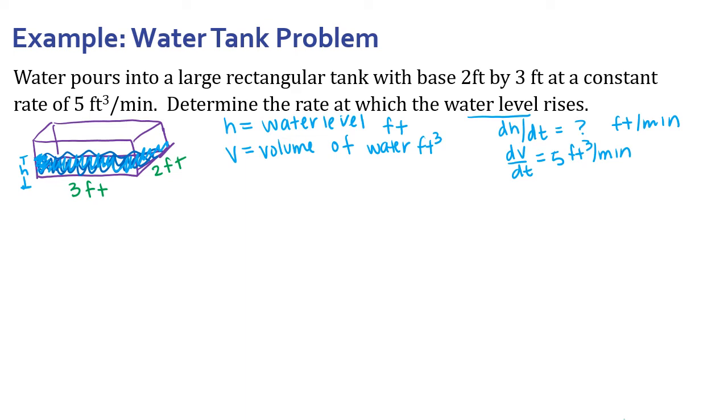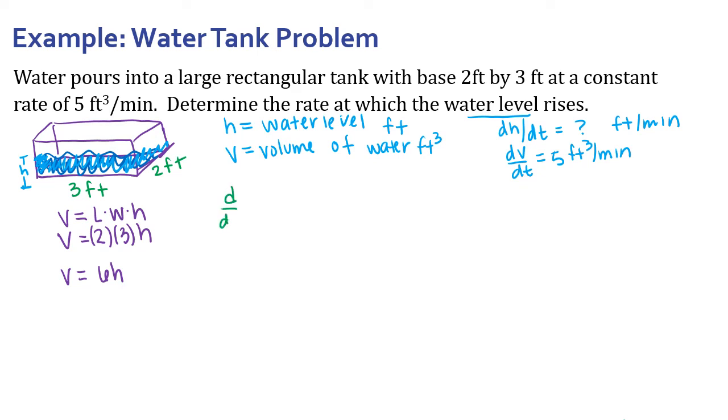So if I'm relating these quantities, we know the formula for the volume of a rectangular prism is length times width times height. So I know I've got 2 times 3 times h. So I've got a formula, V equals 6h. So we've got the hardest part down, which is finding that formula that relates the two quantities. So now we'll do that implicit differentiation to get this in terms of rates.